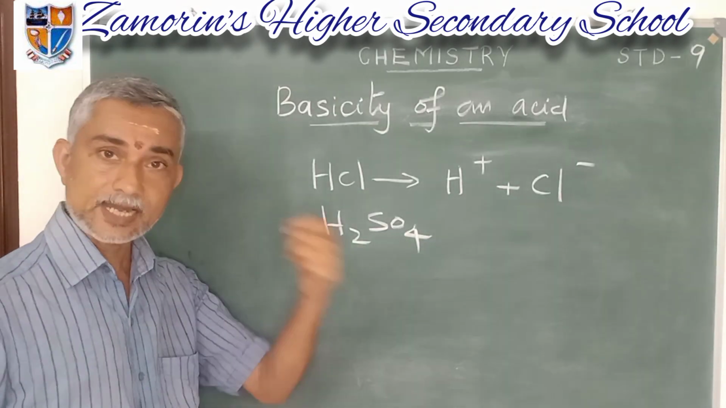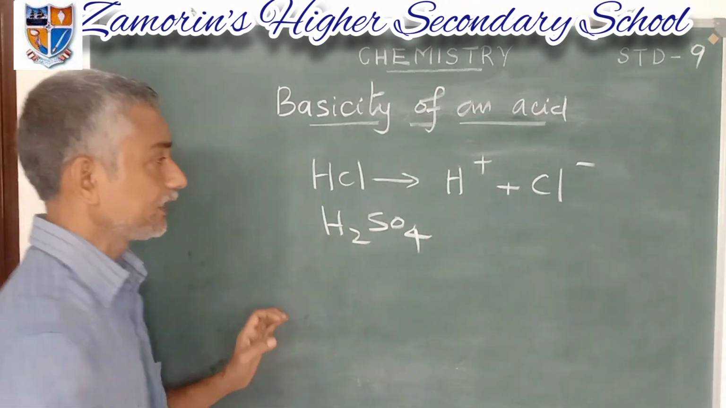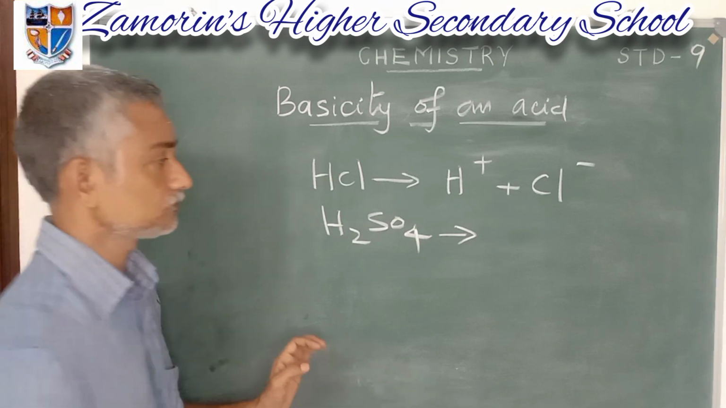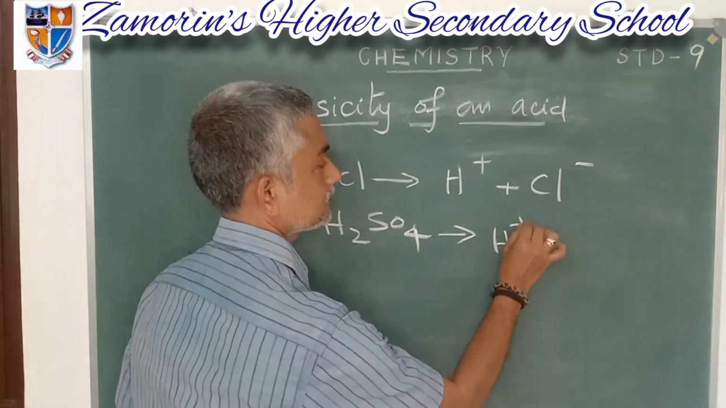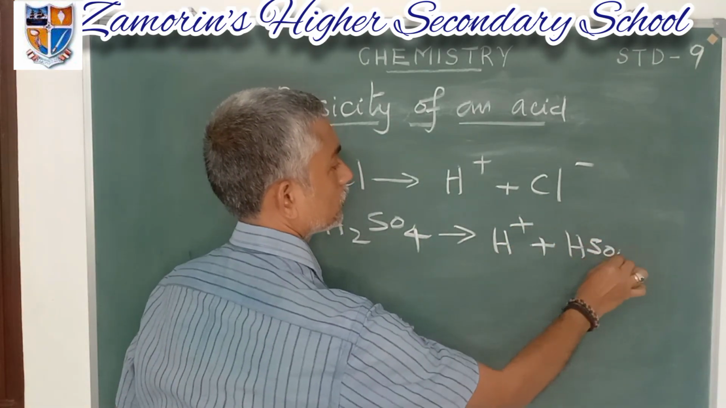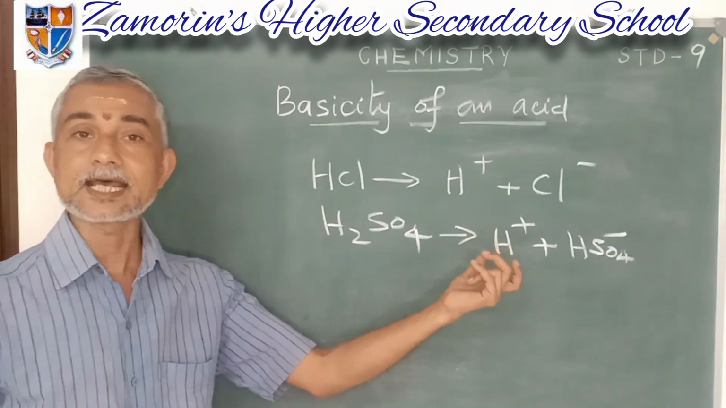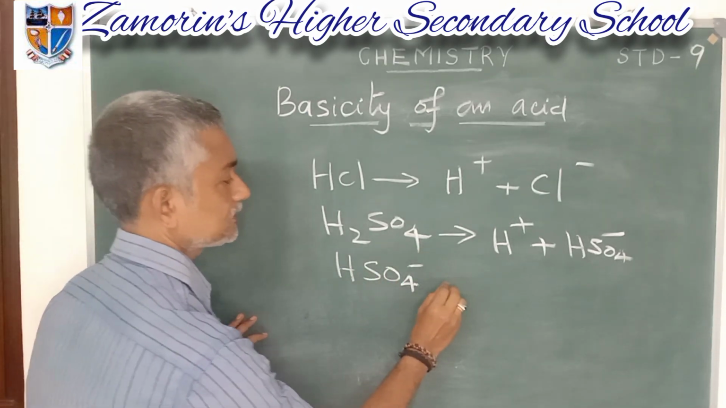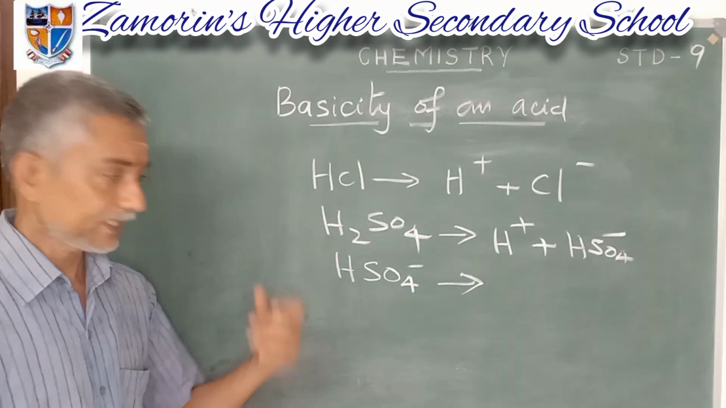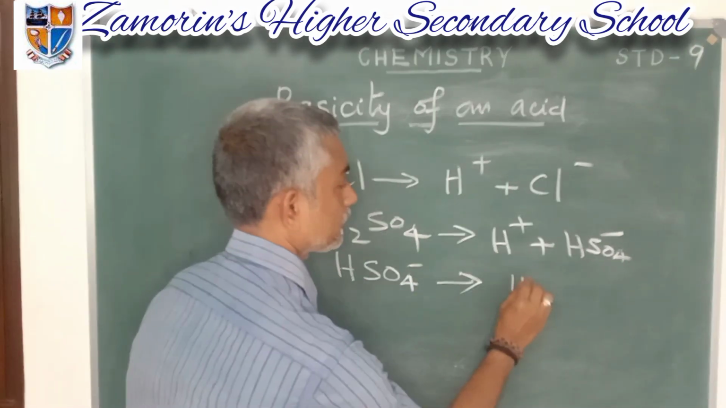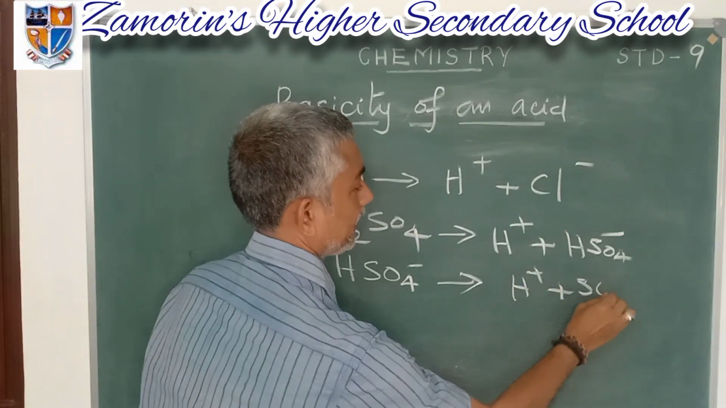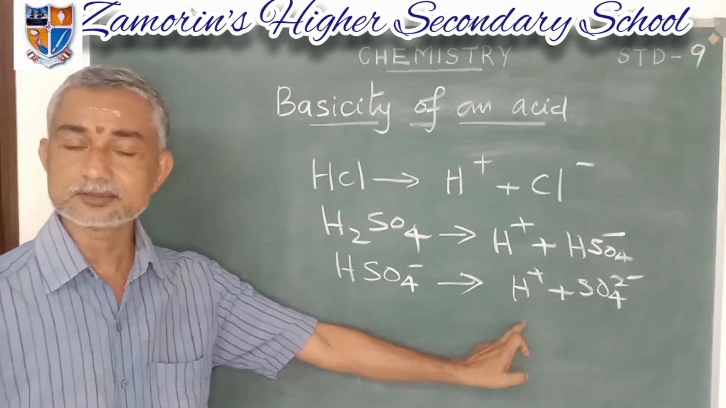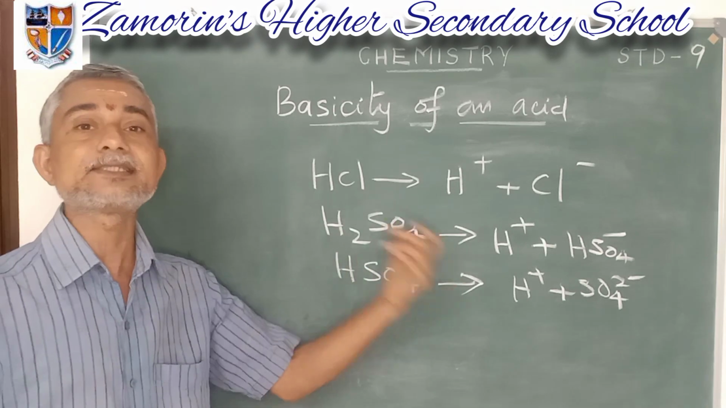When sulfuric acid ionizes, first of all it splits into a single H plus ion plus HSO4 minus. Again, this HSO4 minus splits up into H plus plus SO4 2 minus. So here 2 H plus ions are there, so this is a dibasic acid.